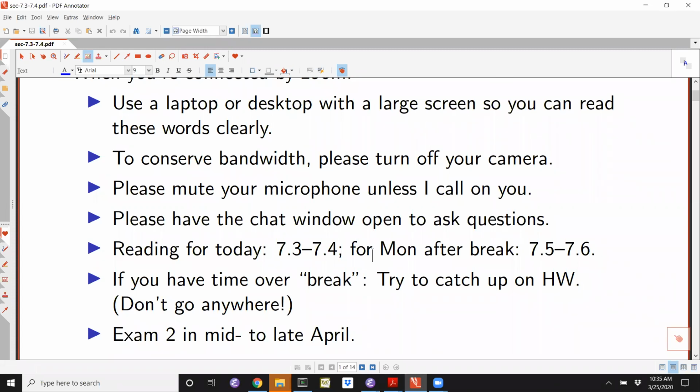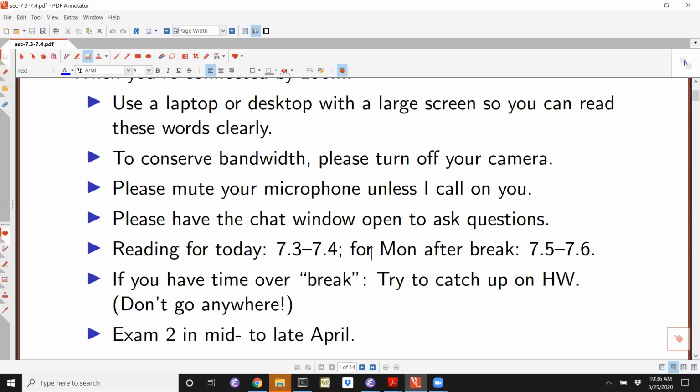And certainly when the world is on fire, I'm not going to sit here and push deadlines on people severely. So if you have extra time over break and you can take time and catch up on your homework, that'd be fantastic. But please, for God's sake, don't go anywhere. Okay. Ooh, the world is so strange now.